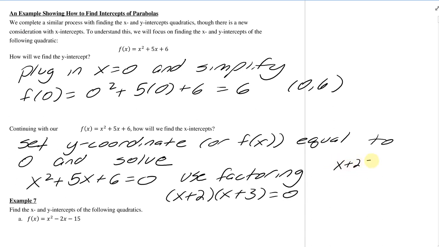So I've got x plus 2 equals 0. When would this equal 0? Well, you can go through and actually solve for x. You can subtract 2 from each side if you want.